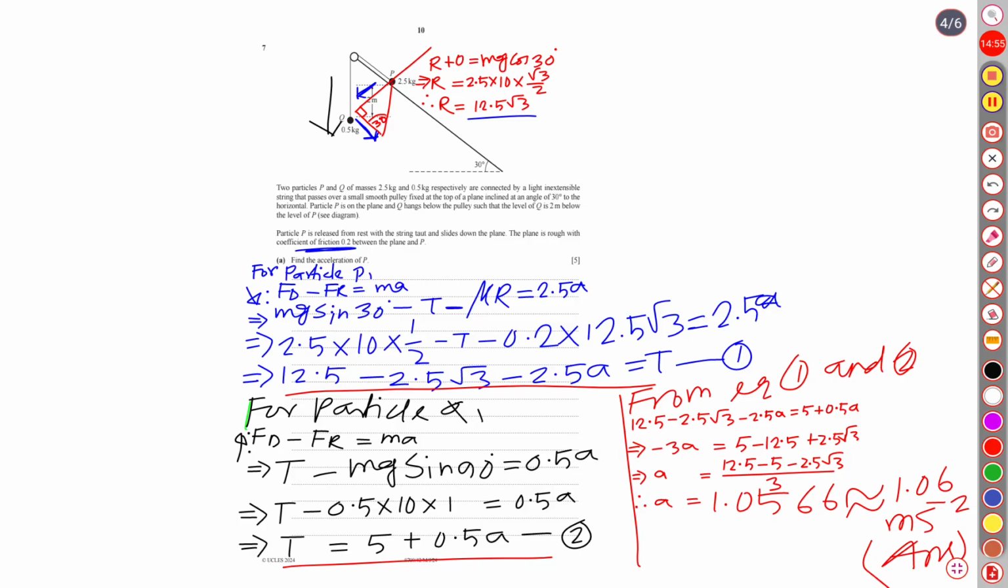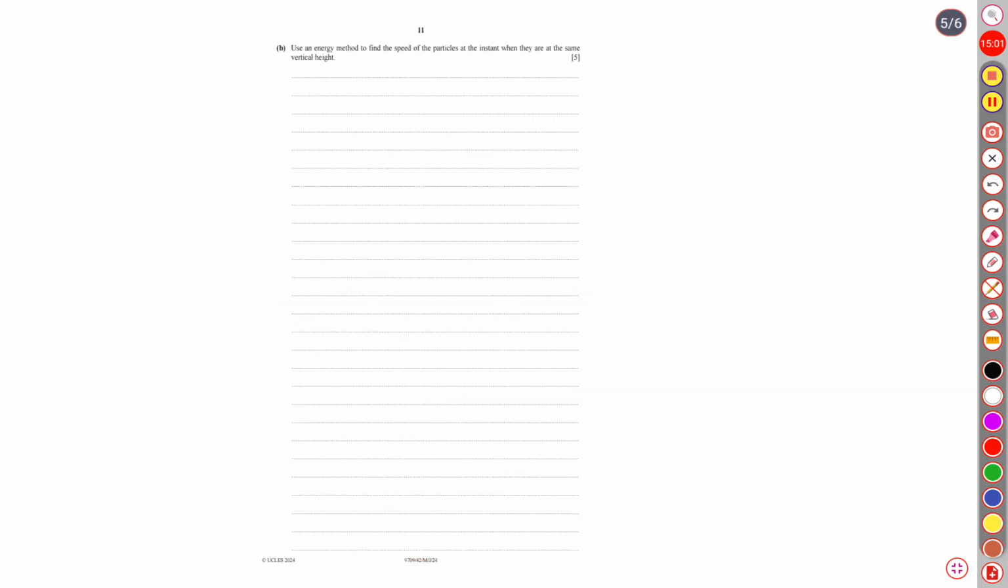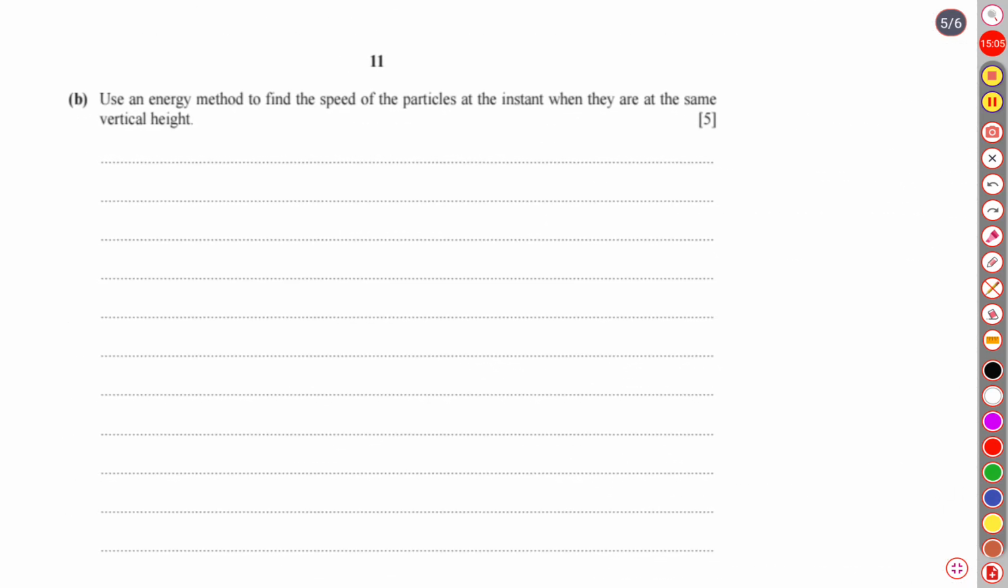Let's move on to question number B. Question B says, use an energy method to find the speed of the particles at the instant when they are at the same vertical height. One thing has been suggested by the question: we will have to apply the work energy equation.